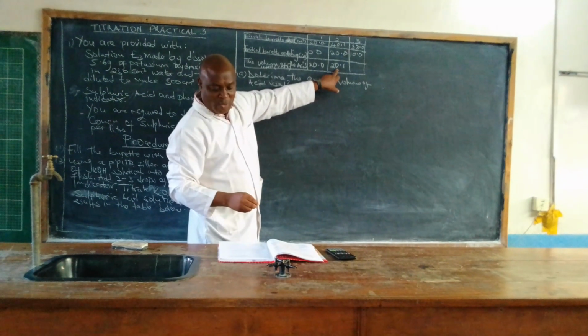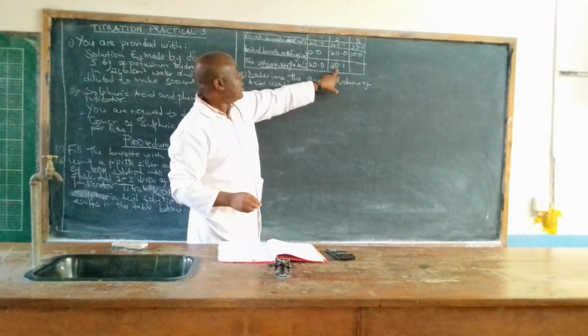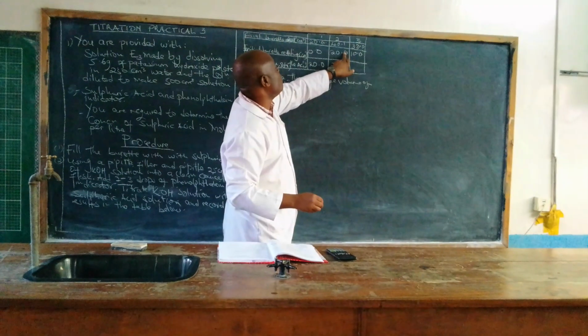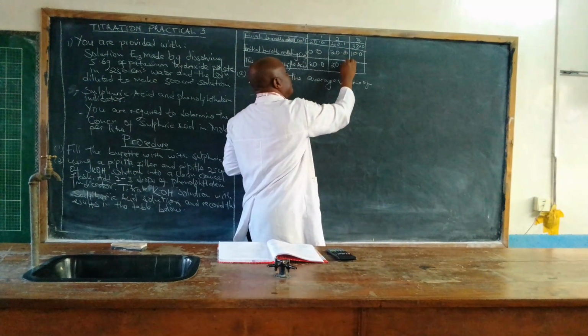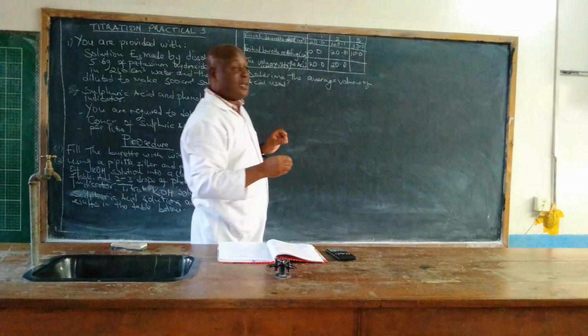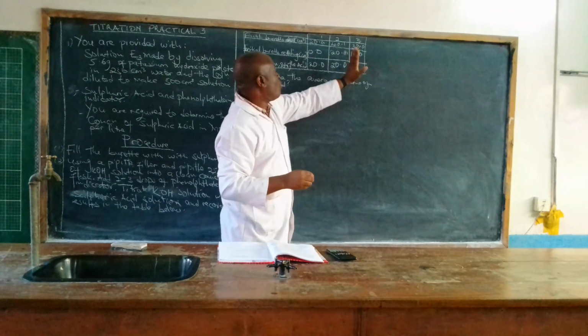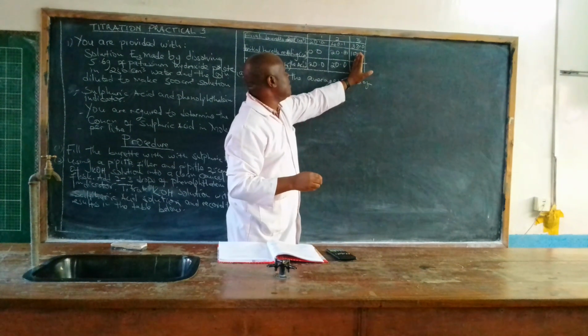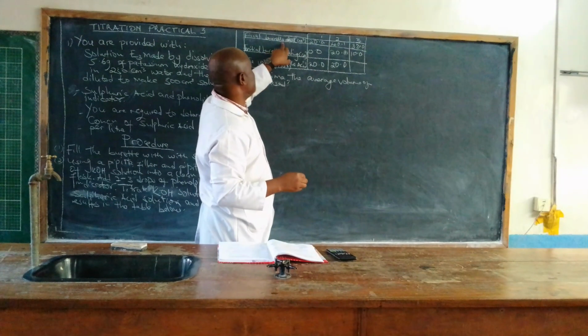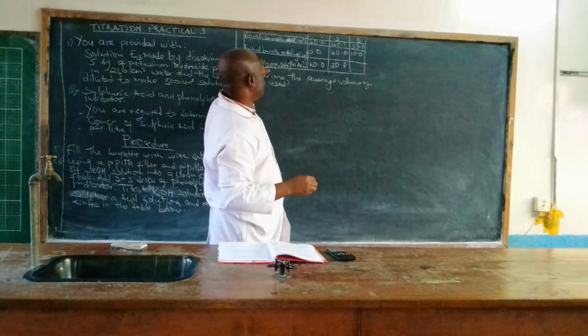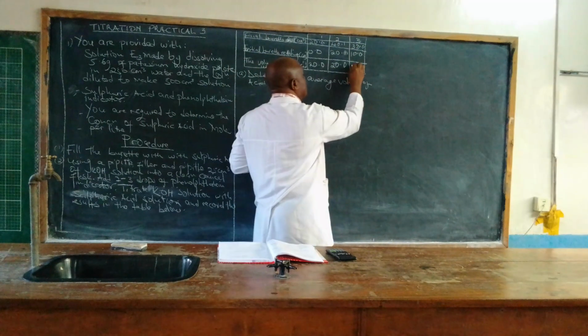Let us now assume it is 20.1 here, so that we can get also 20, right? Yes. Like that. So now we will go even to the third column. We subtract initial burette reading from final, right? So we shall get what? 20.0.